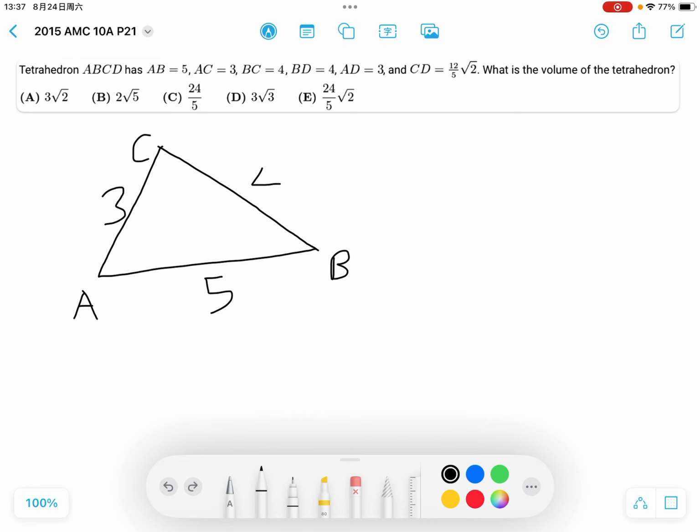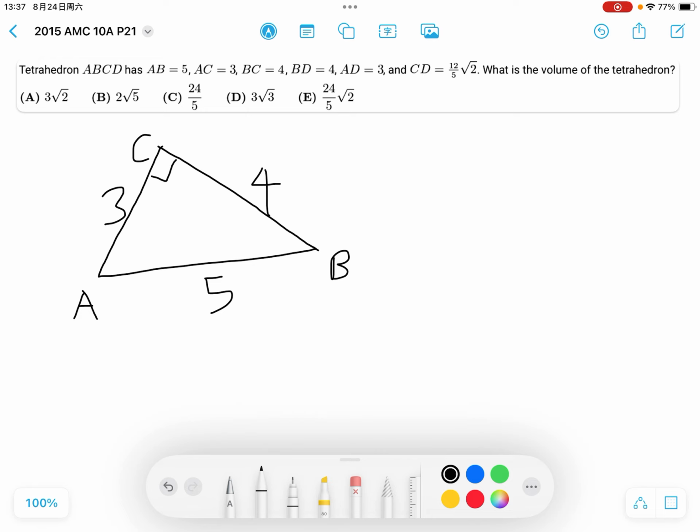Now, do you notice something that looks weird here, that looks familiar? Well, obviously it's a 3, 4, 5 triangle, which means that this angle, angle C, is actually a right angle. So that's great. We've got an extra clue.